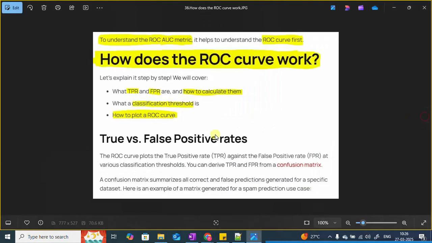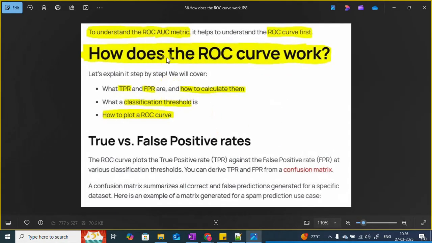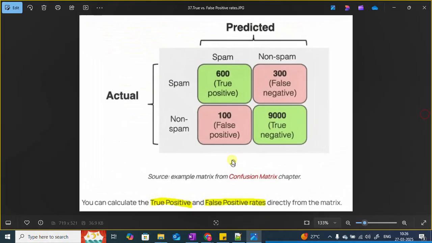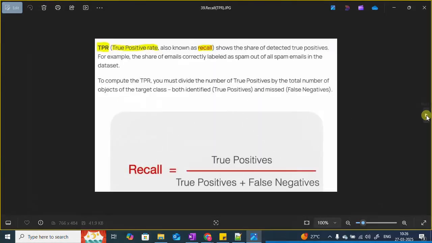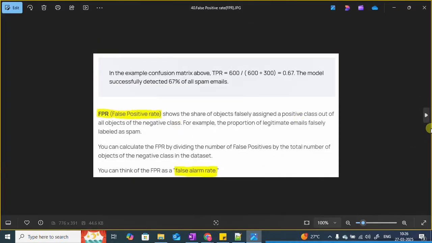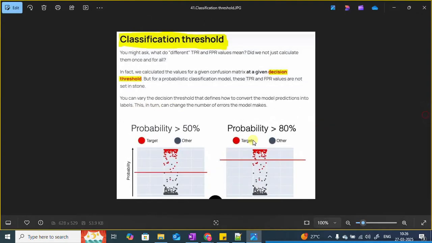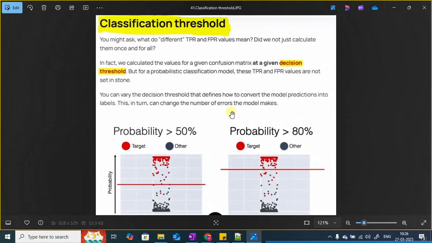Okay, now how does it work? I want to represent it here with the help of true positive and false positive. Here is the formula I have already written, right? TPR and FPR. No need to spend much time, TPR is the same as the recall value. Now, false positive rate, generally we call it a kind of false alarm rate.